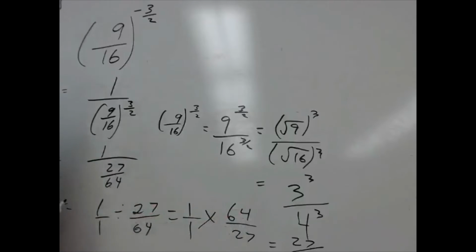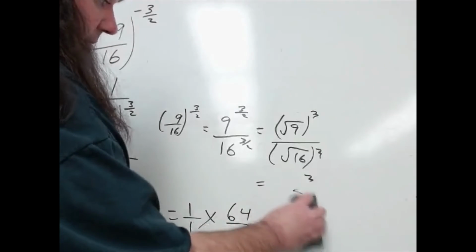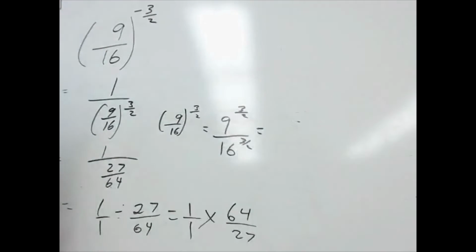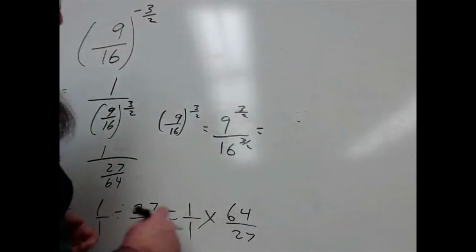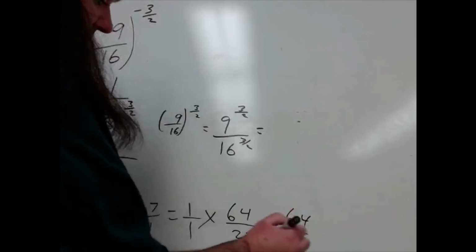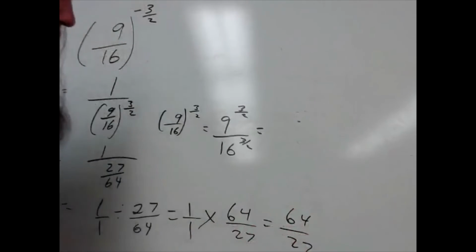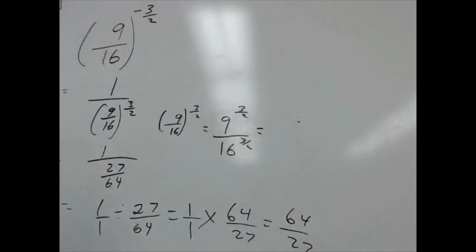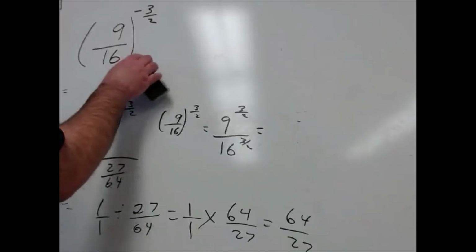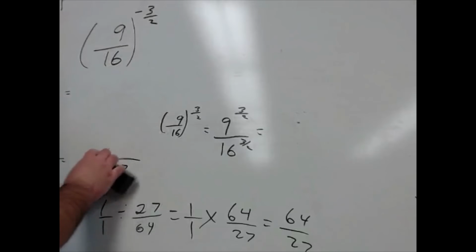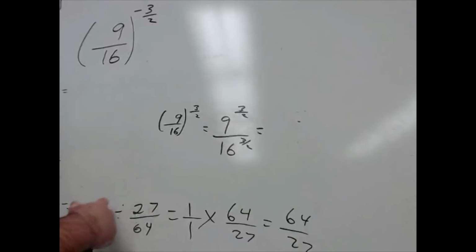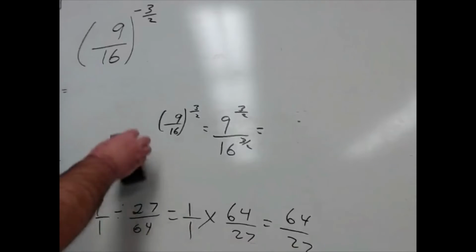Well, to multiply fractions, you multiply your numerator by your numerator, and then your denominator by your denominator. So this would be 1 times 64, which is 64, and 1 times 27, which is 27. So my final answer becomes 64 over 27. Now that's the long way of doing it. There is a little bit of a shortcut, because what you might have noticed is really this last step here, all it really did is take the fraction that we had and flipped it. So it just took the 27 over 64 and flipped it to the 64 over 27.